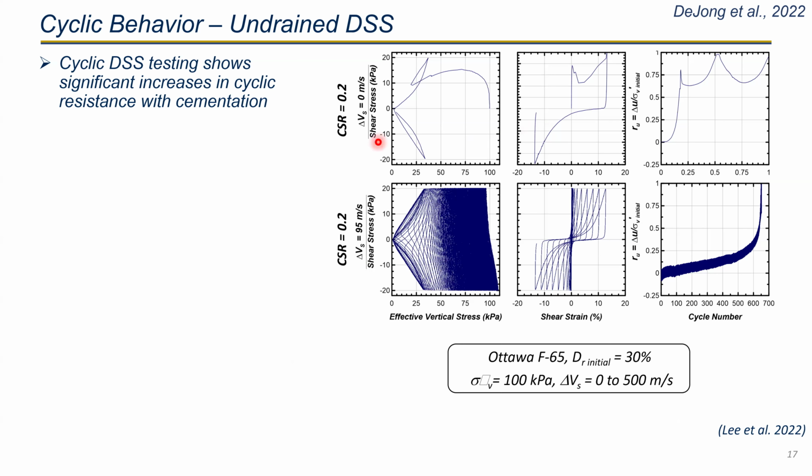Both samples were tested with a CSR of 0.2. And from this result, we can find that a modest increment in the cementation can substantially decrease the excess pore pressure generation and the shear strain development early during the undrained cyclic loading. For example, the number of cycles to get an ru of 0.95 increased from 0.5 to 650 from the uncemented to the cemented sand.